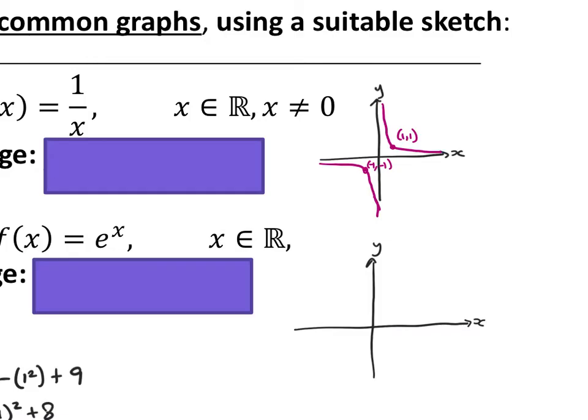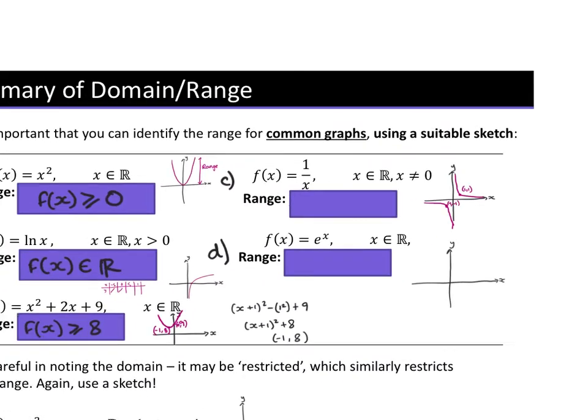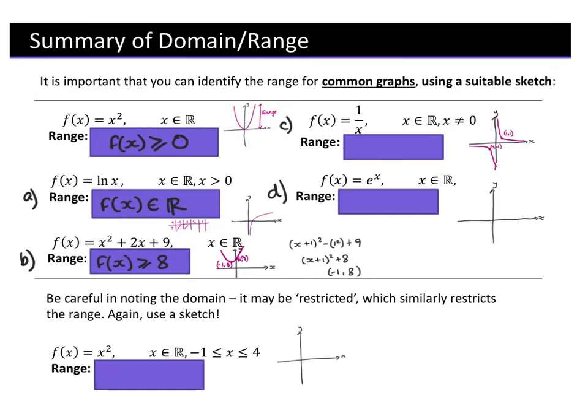So, for this one, our range of y values, well, y never equals 0, okay? So we know that y can't equal 0, which is our f(x), so our range is f(x) cannot equal 0. Done. That's it.